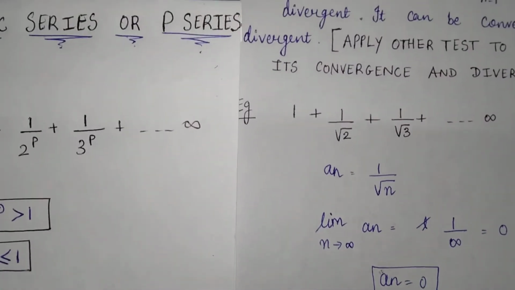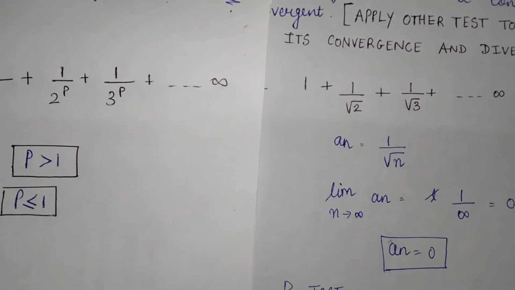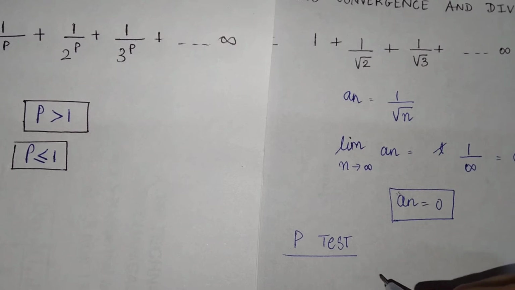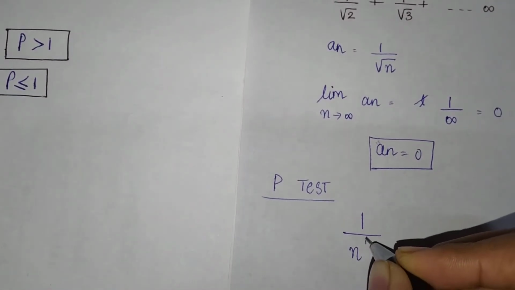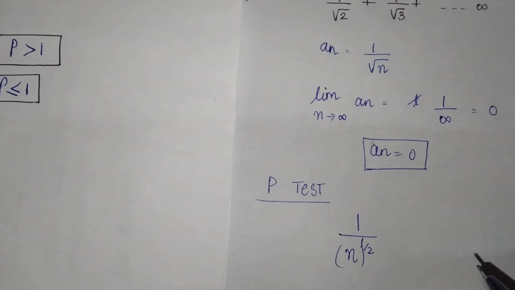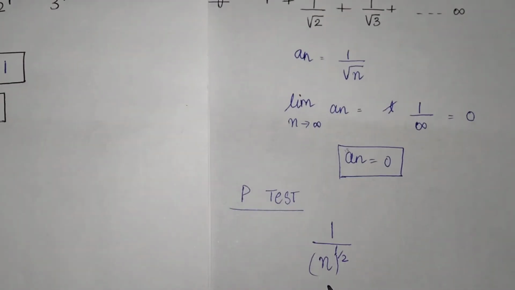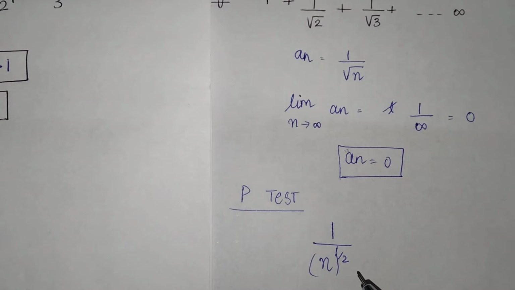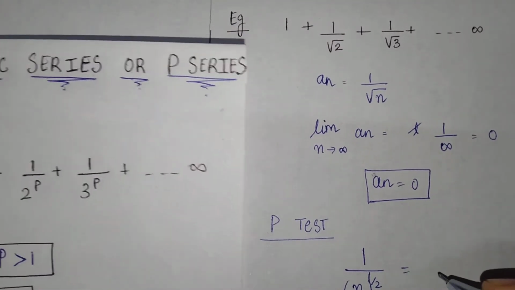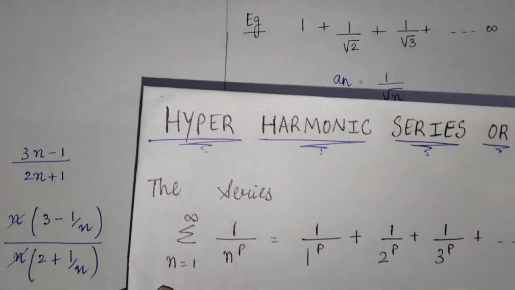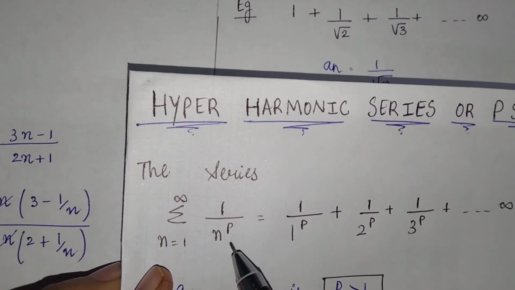See, in this sum we can apply the p-test because we have the form 1 upon n raised to 1 by 2. I can write under root n as 1 upon n raised to 1 by 2. It means that this is equivalent to the form of the p-test, 1 upon n raised to p.